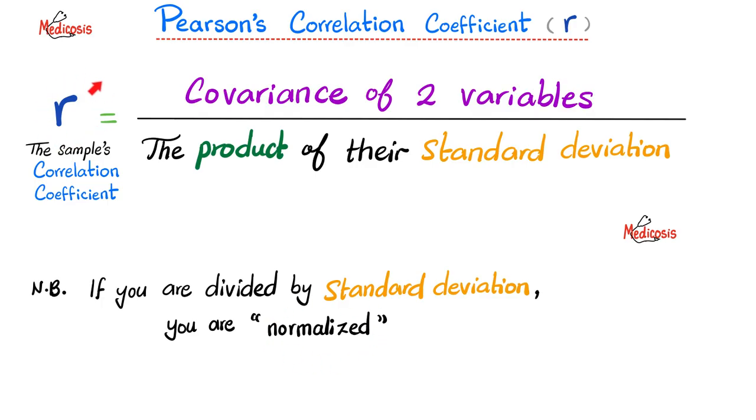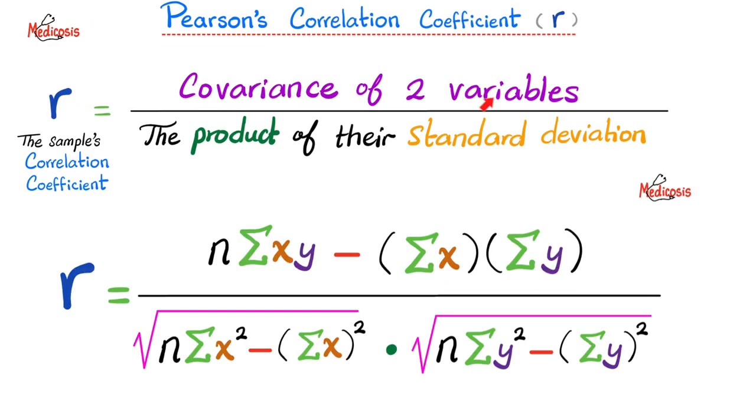Again, Pearson's correlation coefficient of a sample equals the covariance of the two variables divided by the product of their standard deviations. The covariance of the two variables is this. What are the two variables? The x variable and the y variable. Why do we subtract? Because it's the difference from the mean.